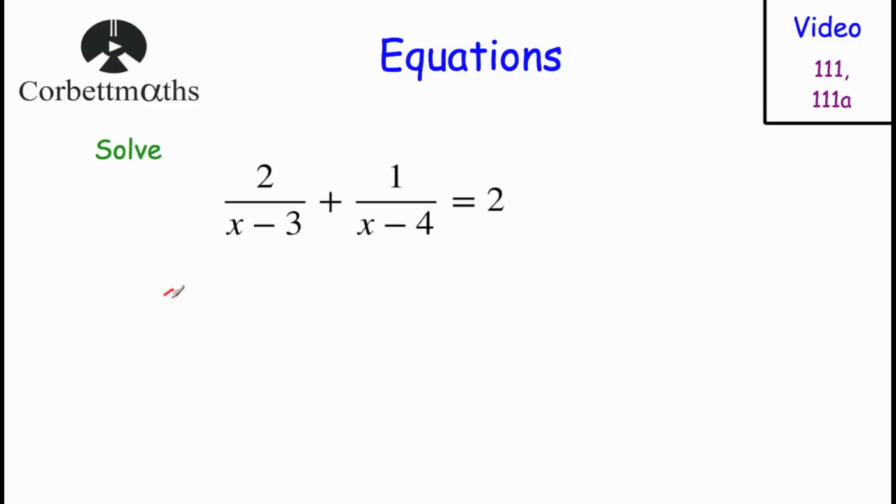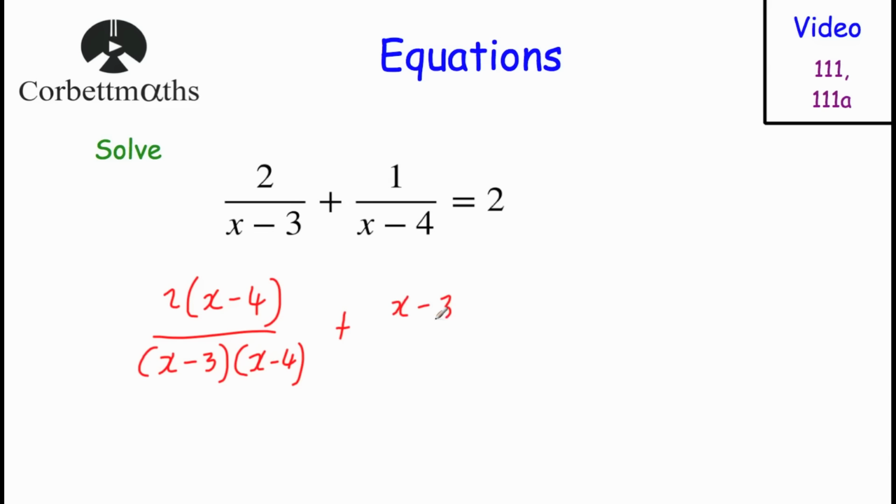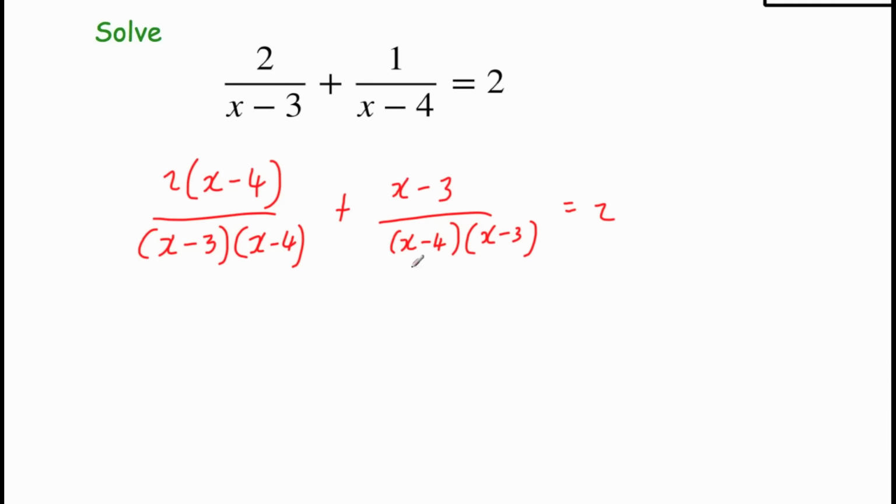Doing that would give us 2 bracket x minus 4 over x minus 3 times x minus 4, so multiplying both of these by x minus 4, and then plus, and we're going to multiply both of these by x minus 3. Because it's a 1, I'm just going to write x minus 3 on the numerator. If there was a number there, I would put it in a bracket and put the number in front. Then over x minus 4, and then I'm timesing that by x minus 3. Although the brackets are in a different order, remember a times b and b times a is the same thing, that equals 2.